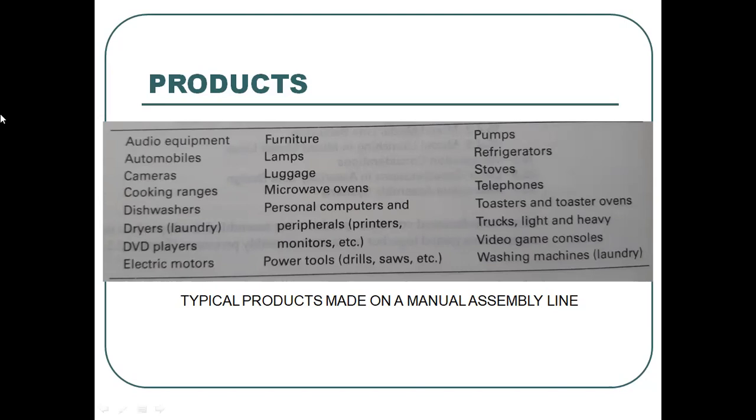You have this manual type of assembly methods. All the other examples you see, personal computers, consumer appliances, right? Luggage, lamps, furniture, and we already saw the industrial case, automobiles and trucks, light and heavy, both, washing machines. All these are examples of products that are generally made on a manual assembly line. Okay.